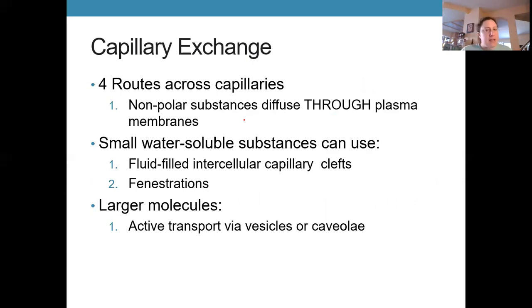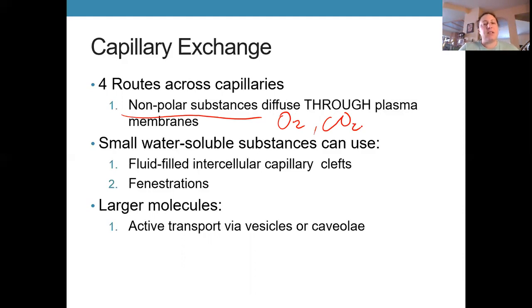So the ways that the different substances can move through basically follow the diffusion across plasma membrane rules that we've talked about before. So the nonpolar substances can diffuse through the plasma membrane. So this, for example, is how oxygen and carbon dioxide move.